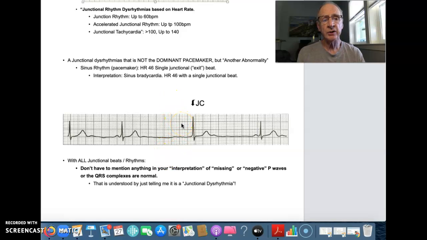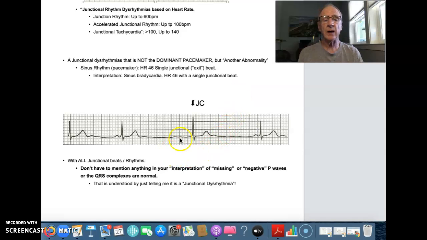Your interpretation of this ECG, if it was on a quiz, to get full credit, would be a sinus bradycardia. Now be careful, this is a sinus rhythm. The sinus rhythm is below 60 beats per minute, so that makes it a bradycardia. Sinus bradycardia, heart rate of 46 with a single junctional beat.